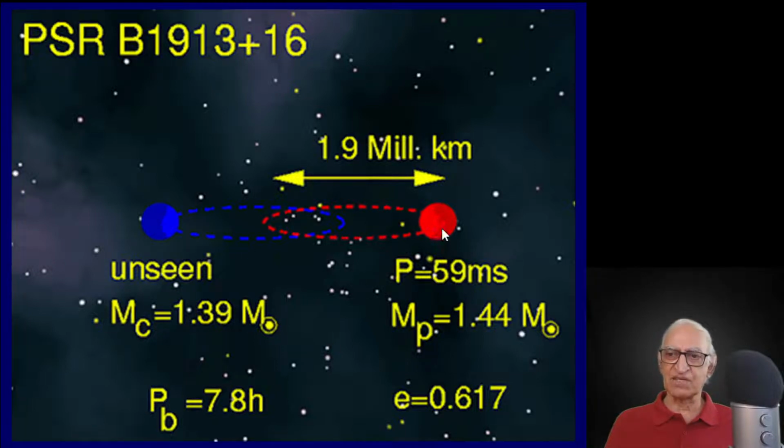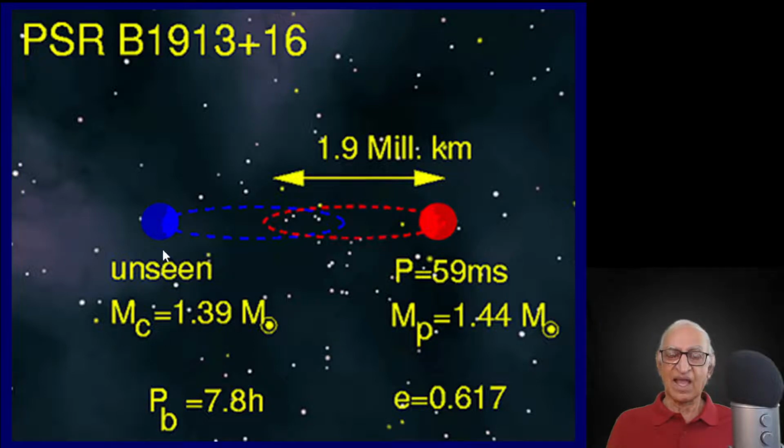The period of pulsation of this neutron star is 59 milliseconds. It's very fast, it is the second fastest spinning pulsar after the Crab pulsar. Its mass is 1.44 solar mass. It is the first neutron star for which mass was determined to several decimal places accuracy. The companion is also a neutron star whose mass is 1.4 solar mass. That is very gratifying because according to our stellar evolution arguments, the neutron star must have the Chandrasekhar limiting mass of white dwarfs. The orbital period of this binary is 7.8 hours and the eccentricity is very large, 0.6.